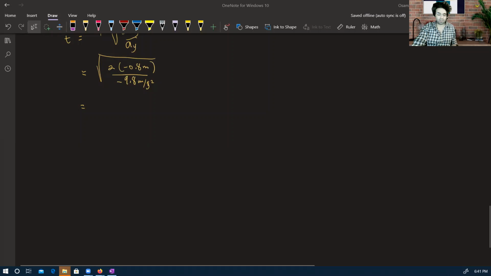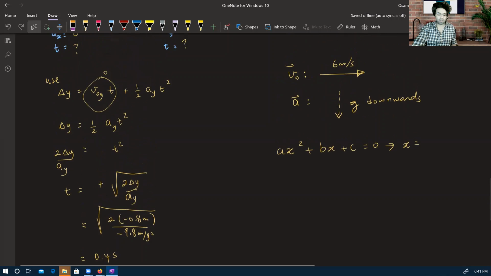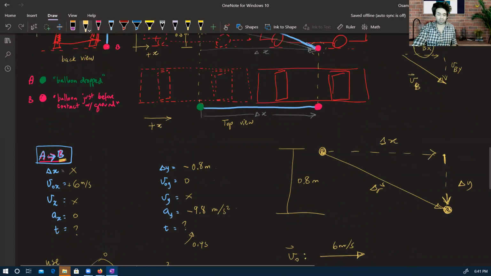So 1.6 divided by 9.8, that's 0.16. And when I take the square root of that, I get 0.4. Okay, so that's the time. I found the time. Now that's the time between the two events. So that's the time here. I can put that in here. That's the time, 0.4 seconds that I found.